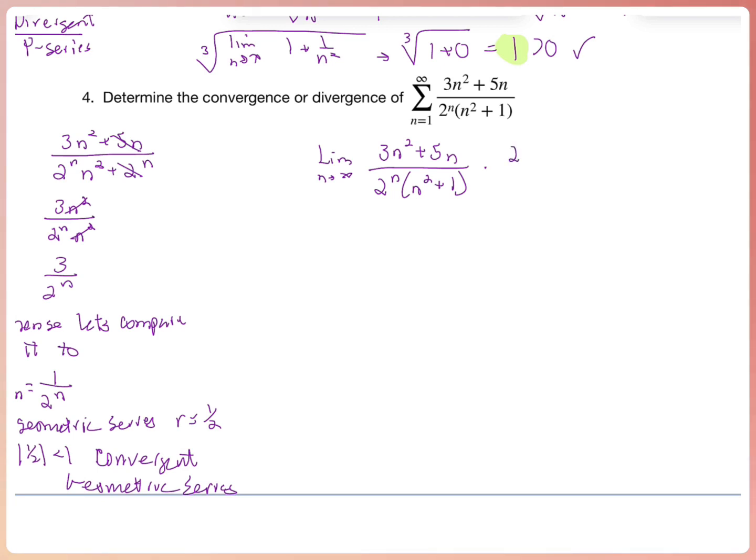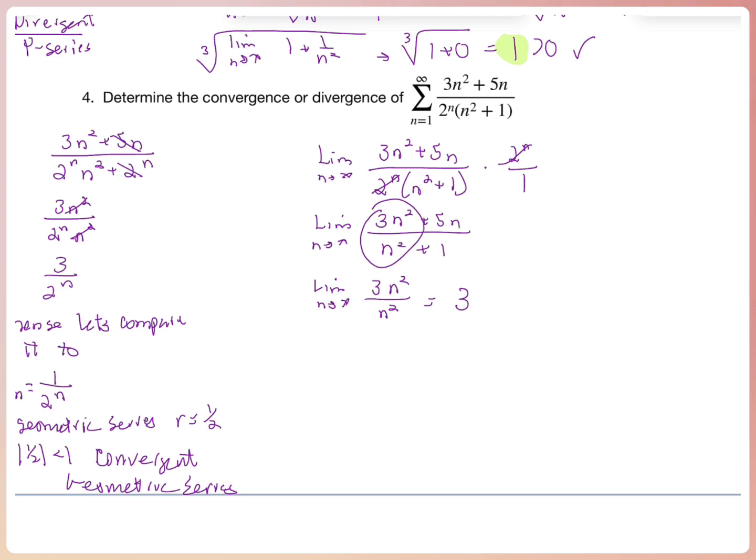Okay. And then what we usually do on this, we can just skip that step of dividing by a fraction, because we're going to flip and multiply the second fraction, so I'll just flip and multiply. And notice that simplifies, that 2 to the n cancels out, so I'm left with 3n squared plus 5n over n squared plus 1. And then again, I can use my end behavior model for this rational function and figure out that this limit goes to 3. 3 is a positive limit. It's finite and positive. And so I was comparing it to a convergent series. So my conclusion is this given series converges by the limit comparison test.